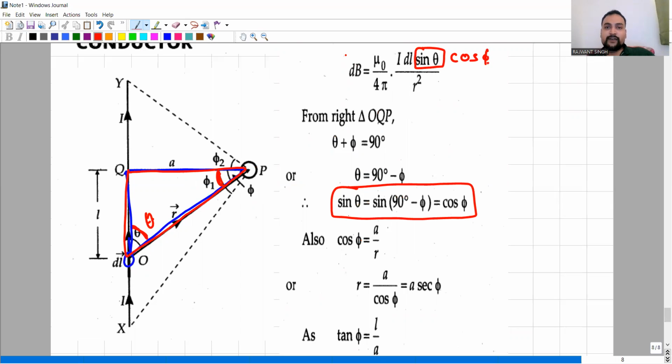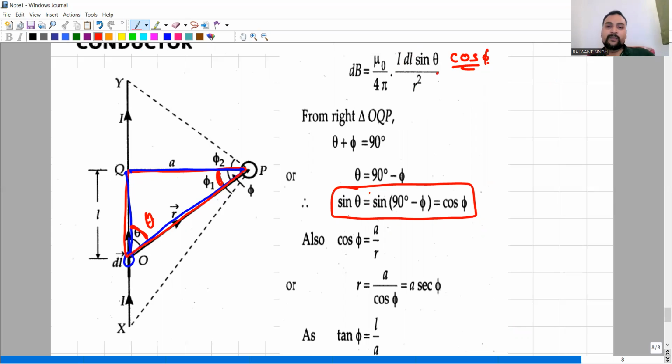So in our Biot-Savart law we have to change certain values. We have to change the value of sine theta, we have to change the value of r, and we have to change the value of dl. Do remember, three values you have to change: sine theta, r, and dl. So sine theta will become cos phi. I hope you understood that.